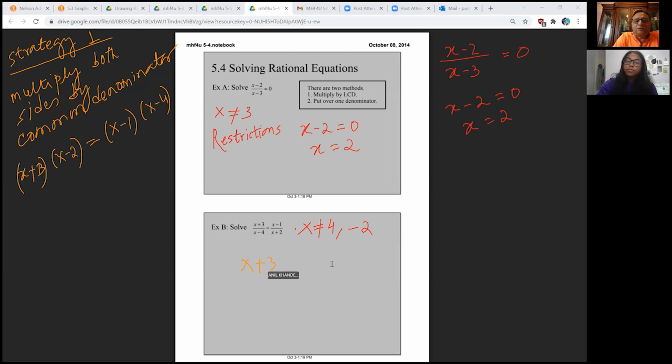We have x plus 3 over x minus 4. I'm multiplying this by x minus 4 times x plus 2, correct? And also on the other side, which is x minus 1 over x plus 2, I'm multiplying this by x minus 4 times x plus 2. So when I do so, one of these factors gets cancelled. And what you remain with, without that denominator, is a quadratic equation, basically. Correct?